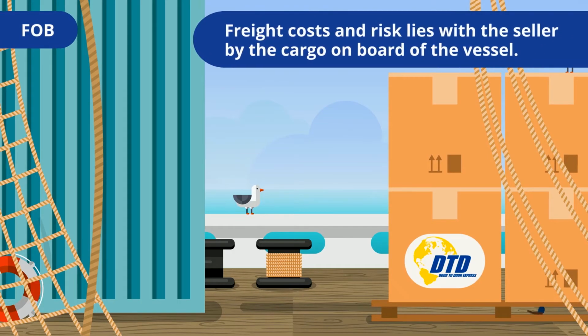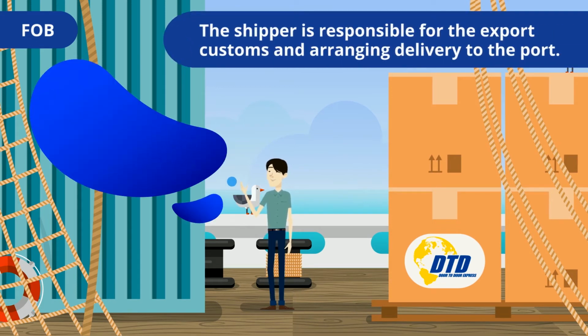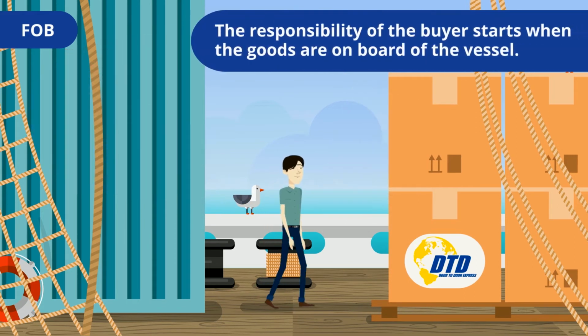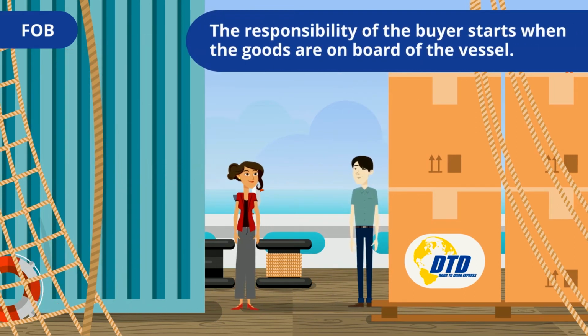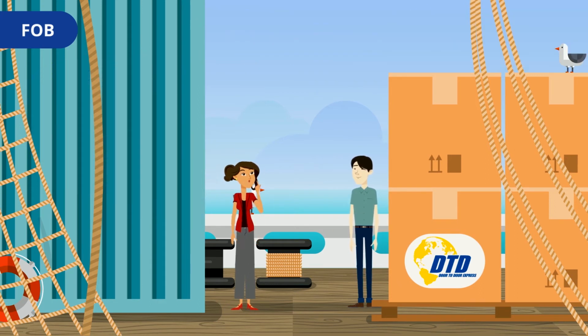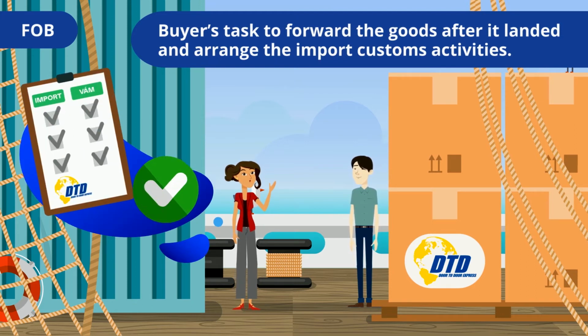FOB. Freight costs and risk lie with the seller until the cargo is on board of the vessel. The shipper is responsible for the export customs and arranging delivery to the port. The responsibility of the buyer starts when the goods are on board of the vessel. It is the buyer's task to forward the goods after they have landed and arrange the import customs activities.